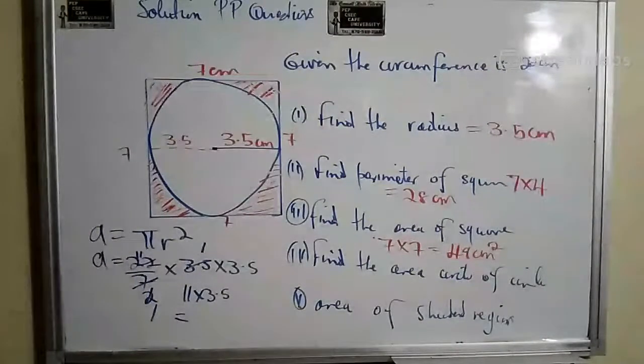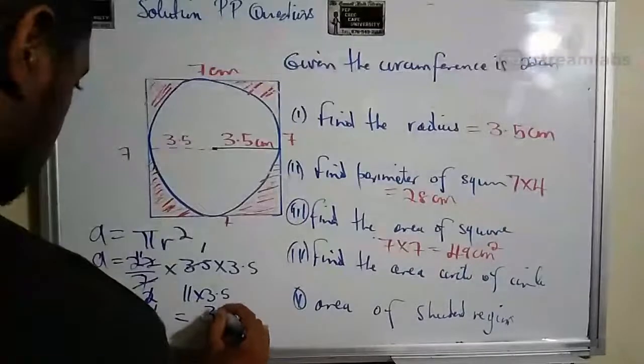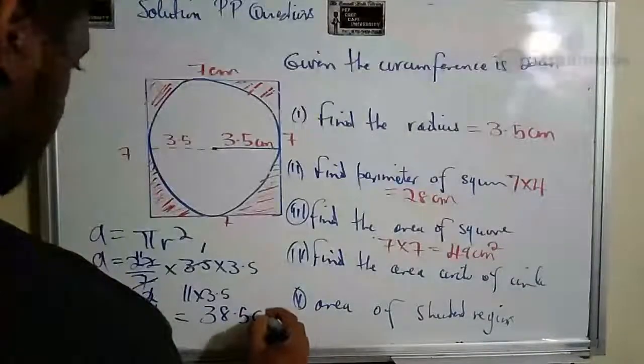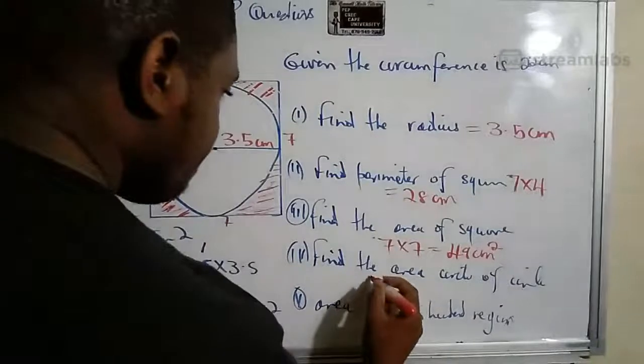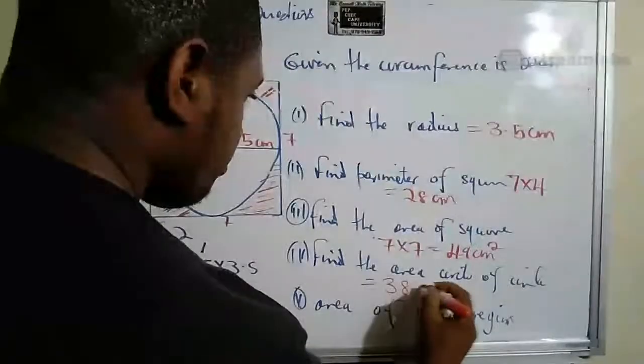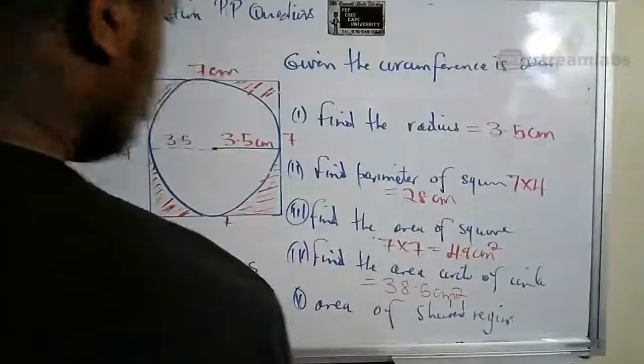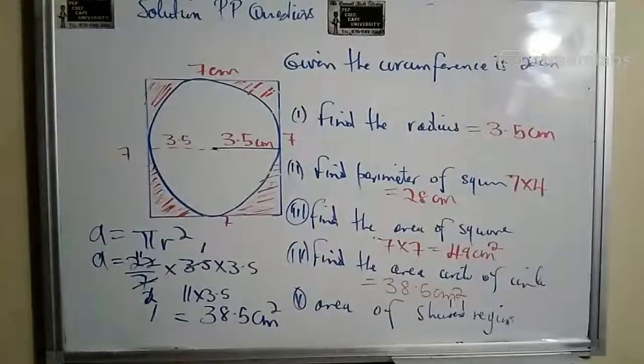Here is the calculator. I just want to get it accurate. You guys can do it though, alright? So it's 11 times 3.5. This gives us 38.5. Remember it's area, so it's centimeters squared. Let us put that in now. It's 38.5 centimeters squared. Now we are asked to find the area of the shaded region.